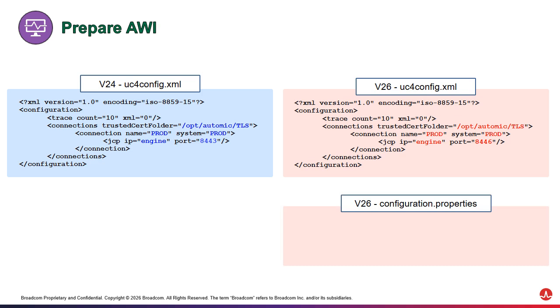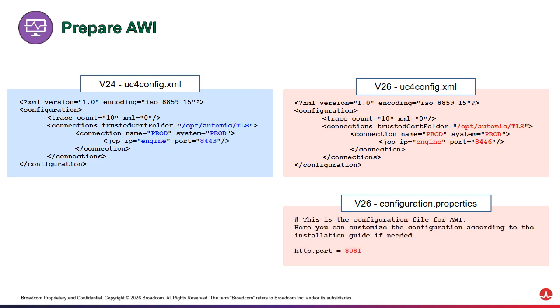Copy the configuration.properties sample file into a regular file by removing the sample extension. Then set the HTTP port to 8081 or some other open port. Doing so means we will be able to access version 24 AWI on standard port 8080 and version 26 AWI on port 8081. The two AWIs can coexist. We will show this during the wizard.